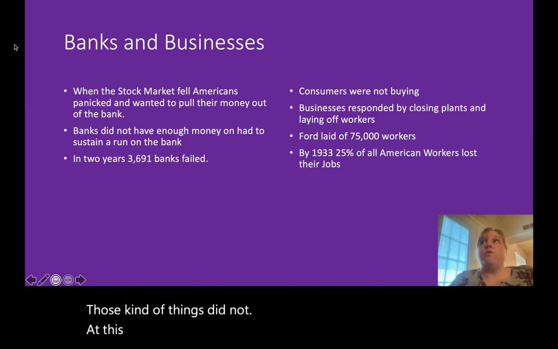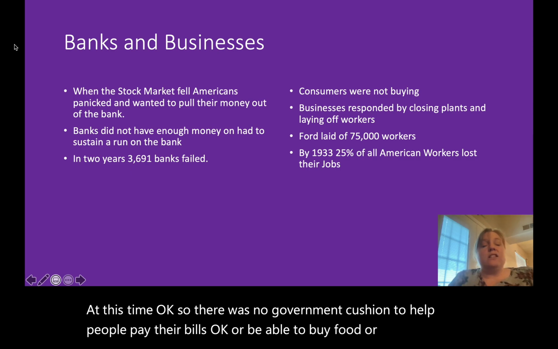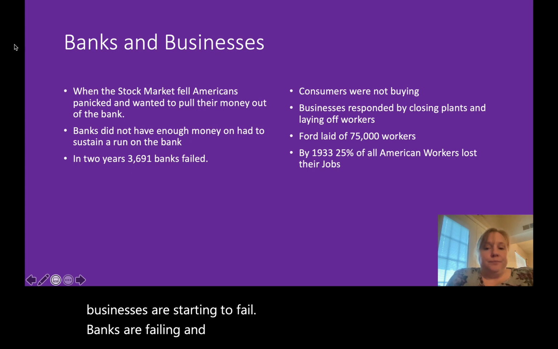So there was no government cushion to help people pay their bills or be able to buy food or products. So businesses are starting to fail. Banks are failing and businesses are failing.